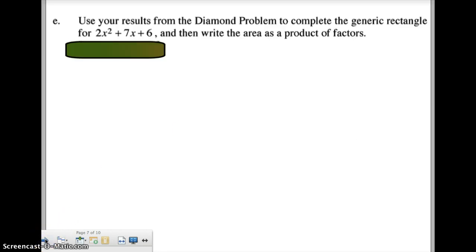And then use your results from the diamond problem to complete the generic rectangle for 2x squared plus 7x plus 6. Then write the area as a product and a sum. So you need to be able to do that, see if you can finish off this problem. Okay?